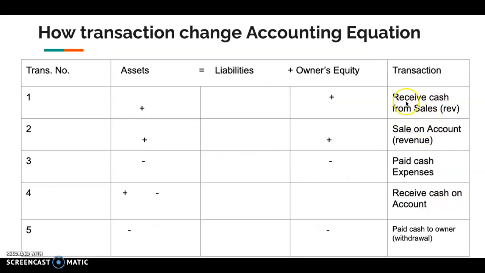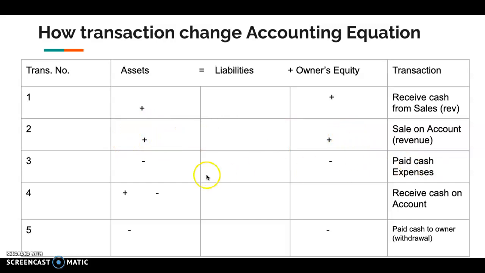We receive cash from sales. All right, we make a sale. Then we make a sale on account. A sale on account is going to be accounts receivable. And again, we have to reflect that we are earning that money, but we're not receiving it. So we're going to increase our owner's equity, and we're going to increase accounts receivable.